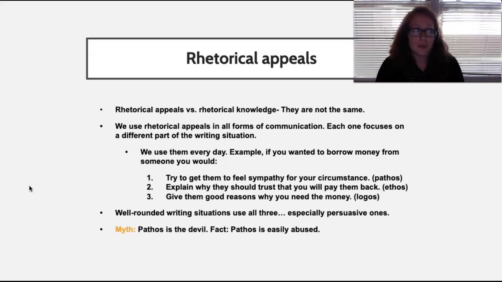For example, if you wanted to borrow money from someone, you would first explain your situation and explain why maybe you need the money and give them good reasons for it.